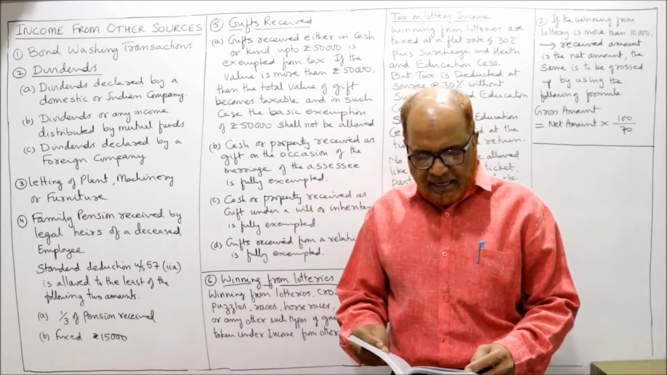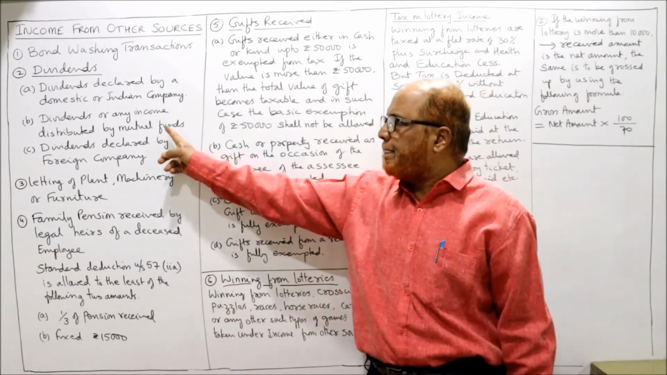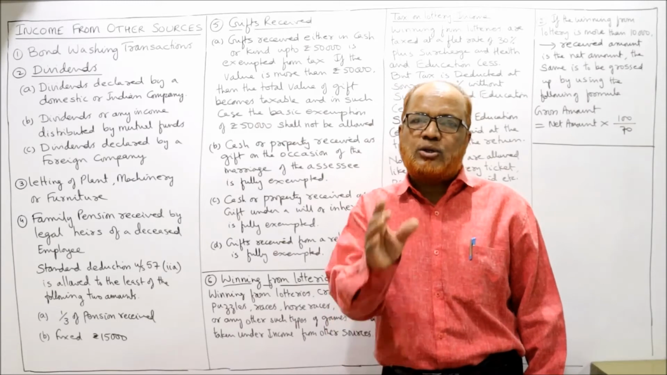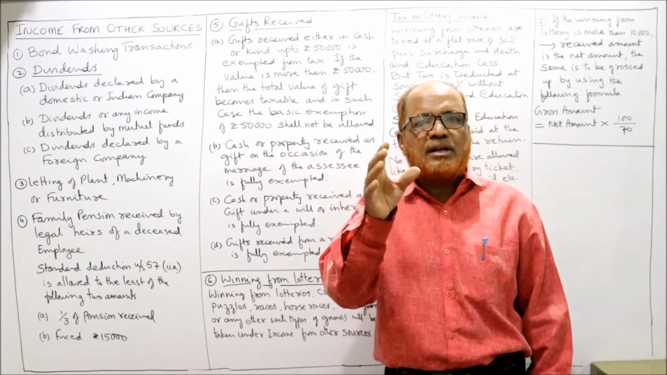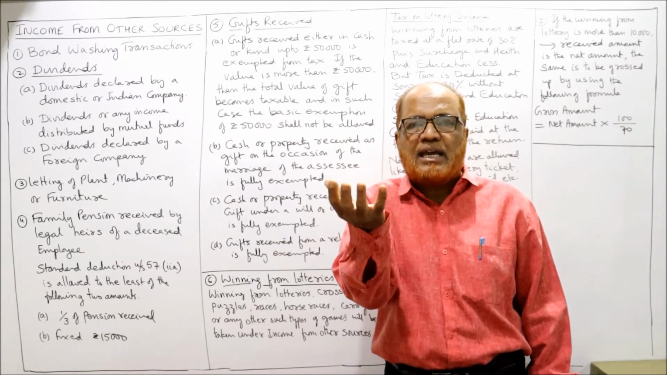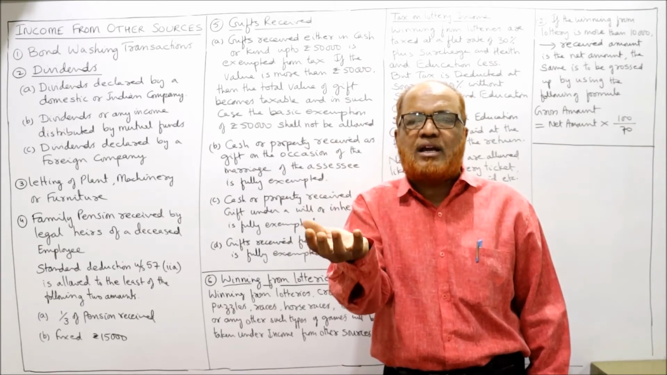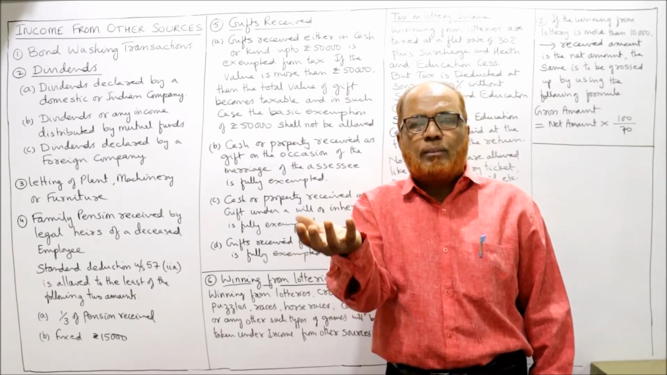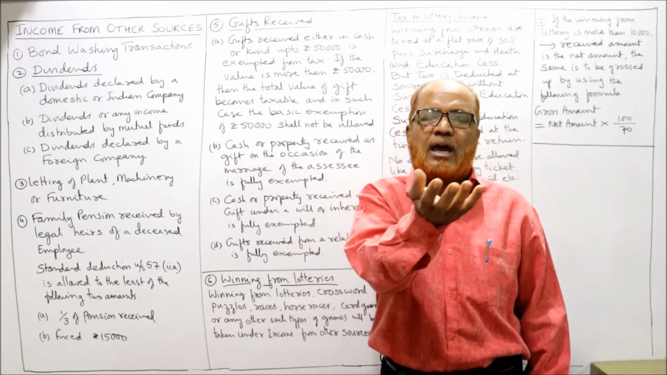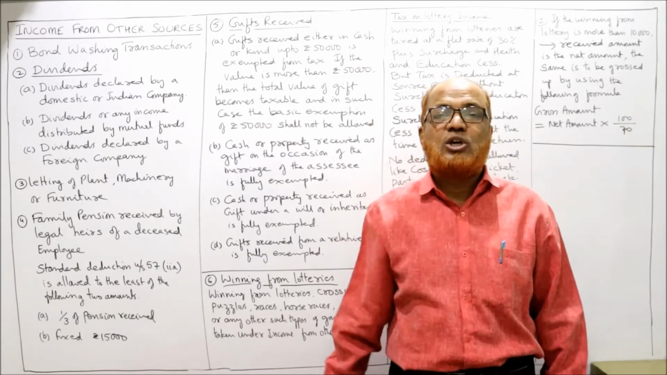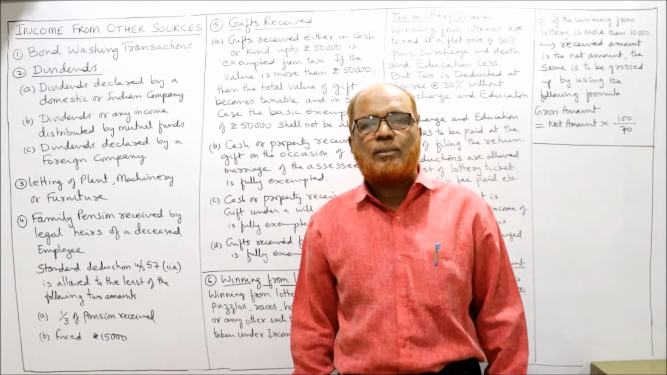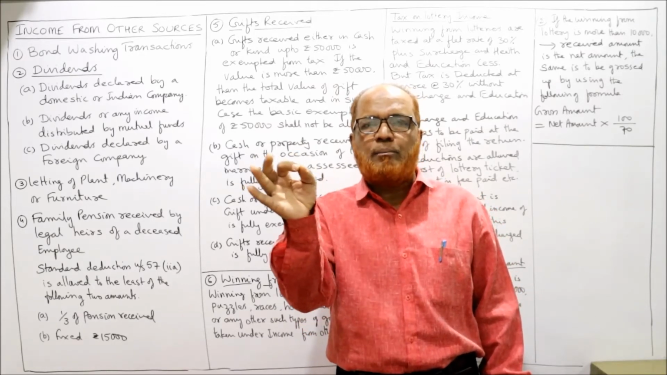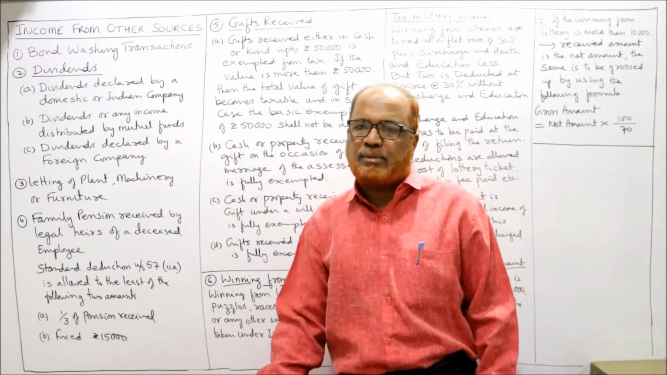Now we'll come to the next, dividend declared by UTI, the Unit Trust of India, or mutual fund. I told you the meaning of the term dividend. Dividend means the profit of a company or the income of a mutual fund, including UTI. UTI is also one of the mutual funds. The mutual fund company will distribute the dividend among its unit holders. According to the current provisions of the Income Tax Act, any dividend received from a mutual fund is fully exempted from tax.